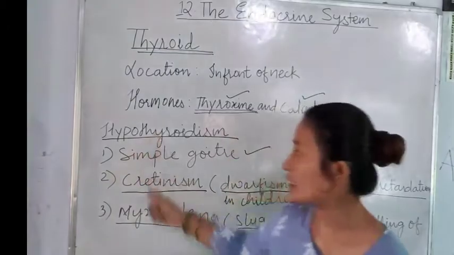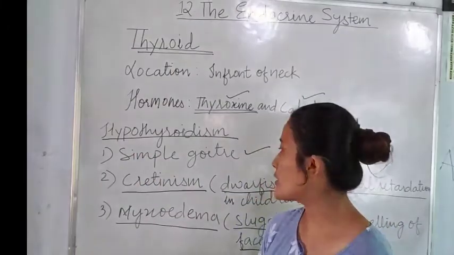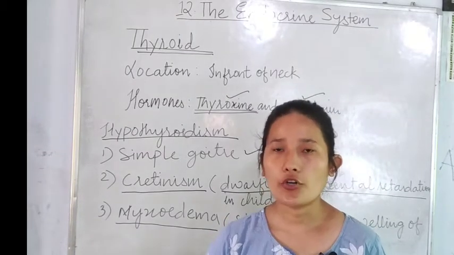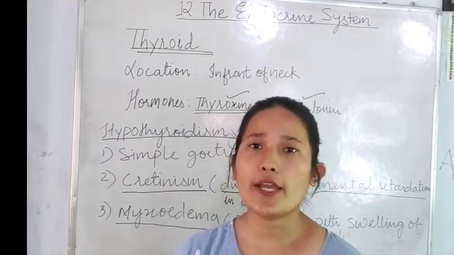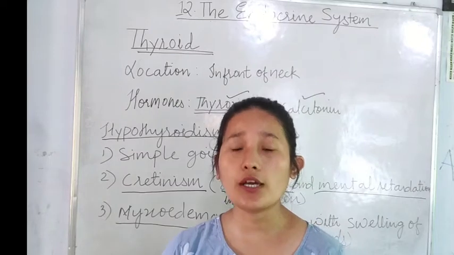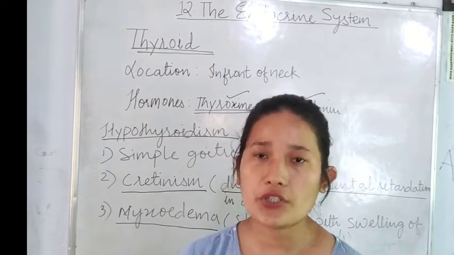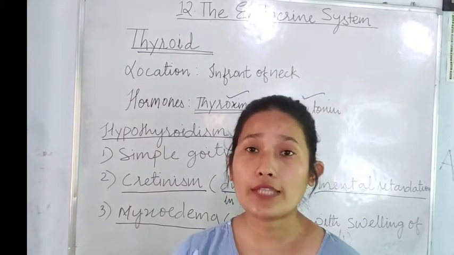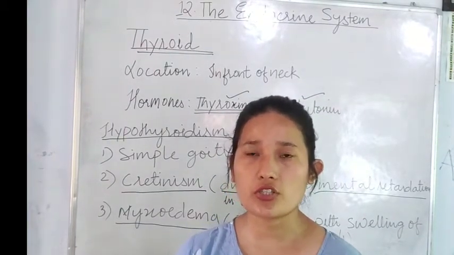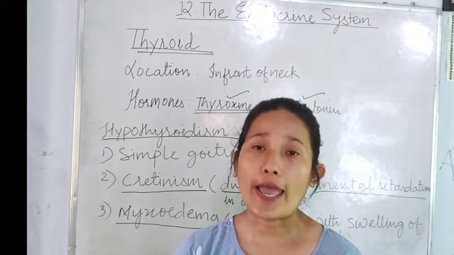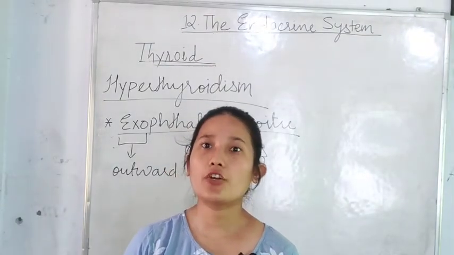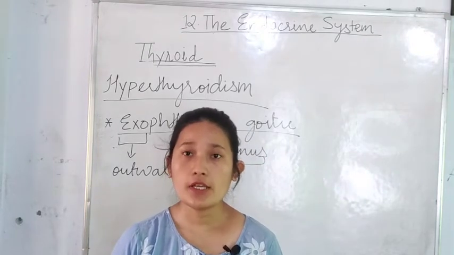You will go through 3 different diseases, that is simple goiter, cretinism and myxedema. Okay, now next we will be talking about diseases related to the more secretion of thyroid hormone, thyroxine, that is hyperthyroidism. What are the different diseases caused because of hyperthyroidism? Okay, now carrying on with hyperthyroidism.